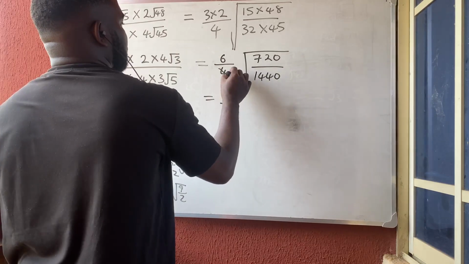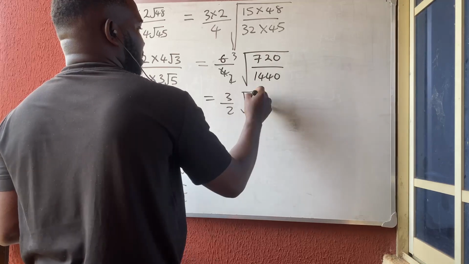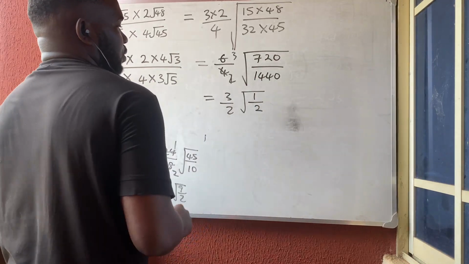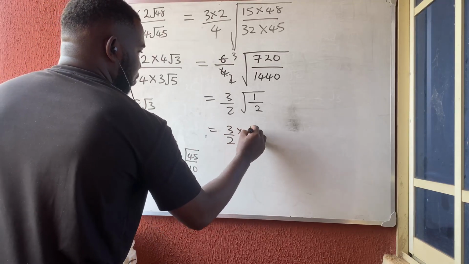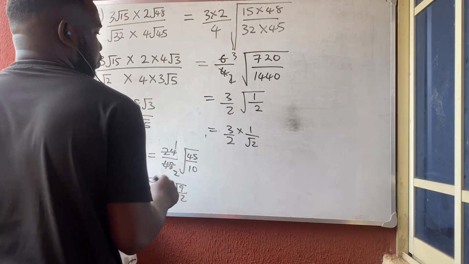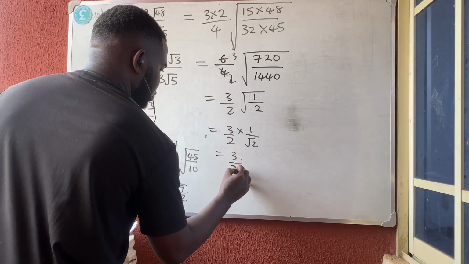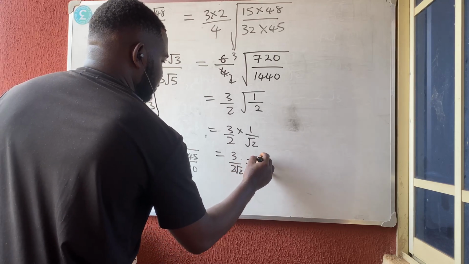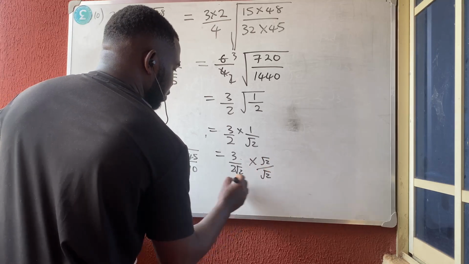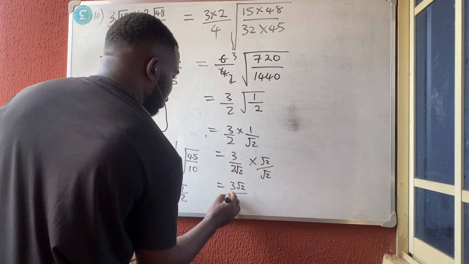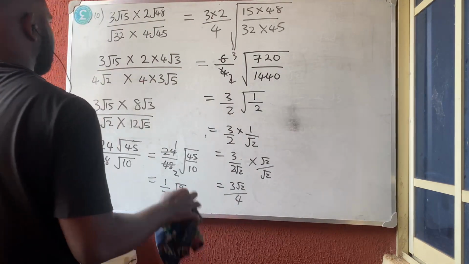3 over 2, 2 here, 2, 2 here, 3. So root what? Now when this divides, I'm having 1, and this divides, I'm having 2. Okay? So it's as good as saying 3 over 2 times 1 over root 2. We'll now rationalize: 3 over 2 root 2, I'll do times root 2 over root 2, which is 3 root 2 over 4. Okay. So any method you like is very, very okay.